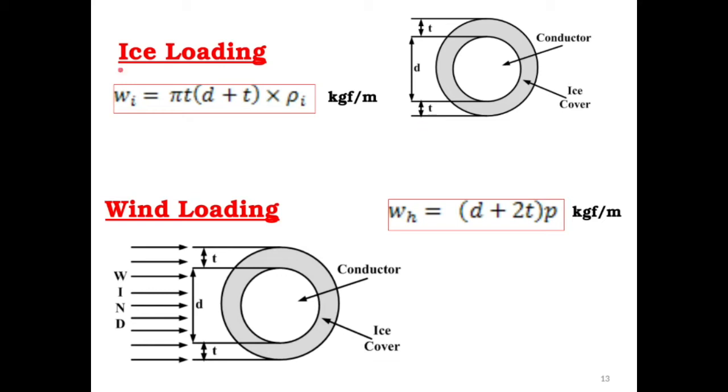So that's the ice loading. That's how we calculate it from the formula pi t (d plus t) times the density of ice deposition. So it's uniformly distributed along the length of the conductor.